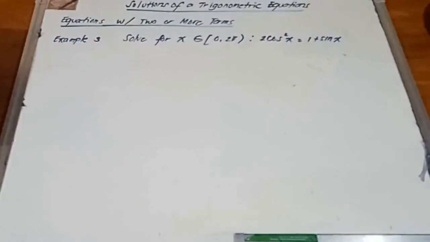Okay, so this is my third example para doon sa ating equations with two or more terms. Solve for x. X is an element of 0 to 2 pi pa rin. And the equation is 2 cosine squared x equal to 1 plus sine x. Okay, now, transpose natin. Bago yan, sulat ko muna.